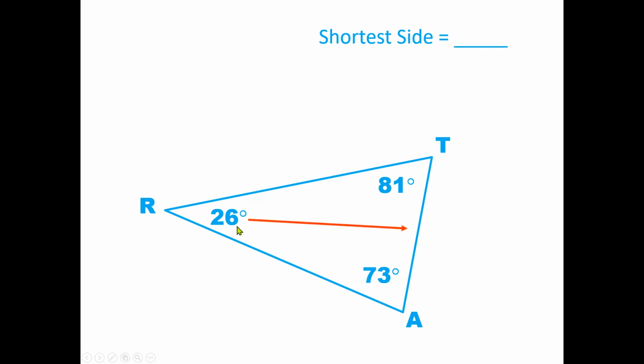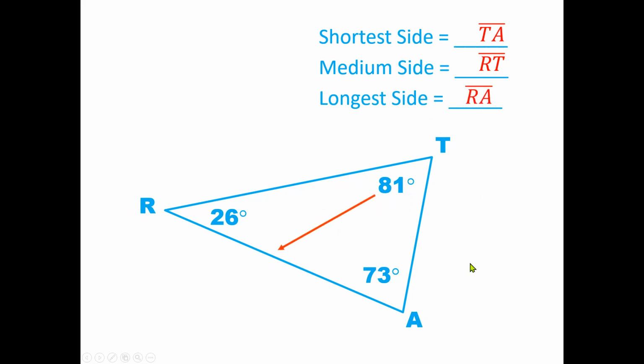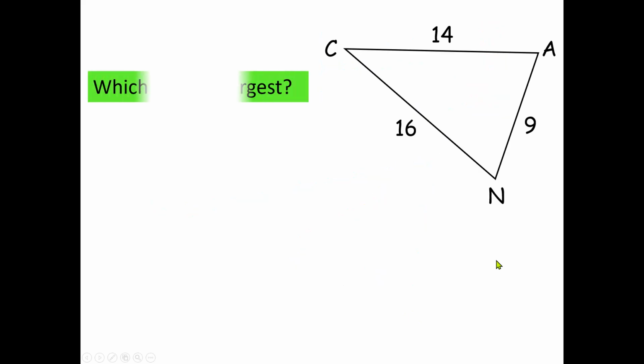So way over there is side TA or AT, whichever one you want to put. Okay, I put TA. The medium side is going to be across from the medium-sized angle. So way over there is going to be RT, which is the medium side. Now the longest side is going to be across from the biggest angle. So way over there is RA. There you go. All right, so that makes sense.